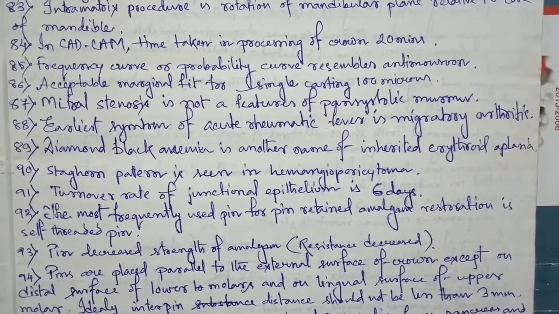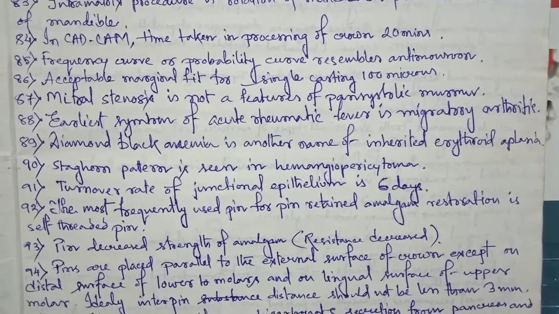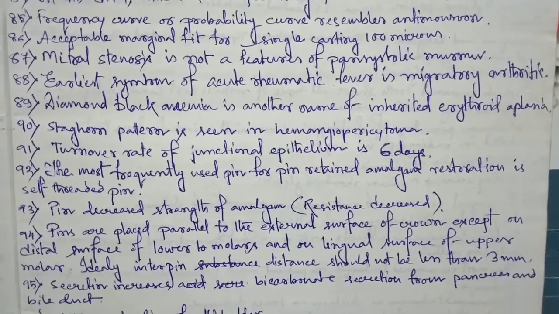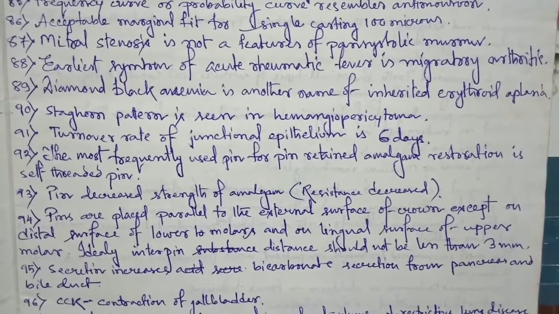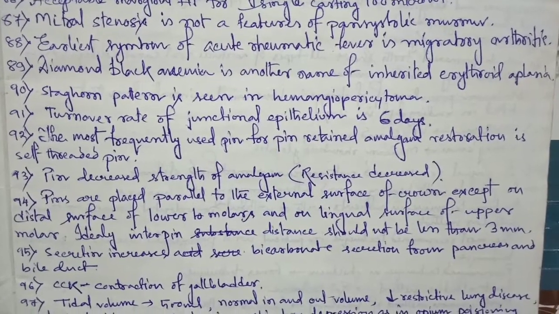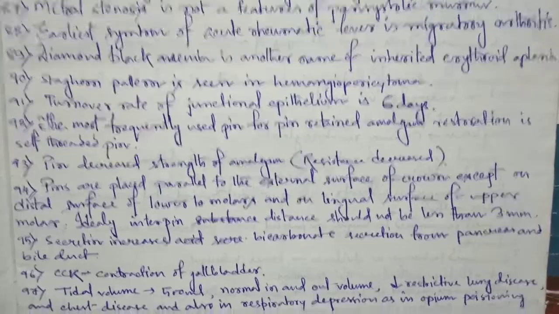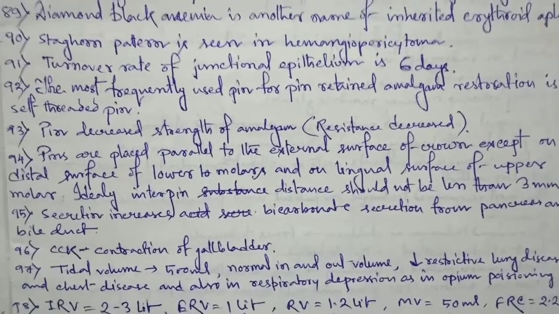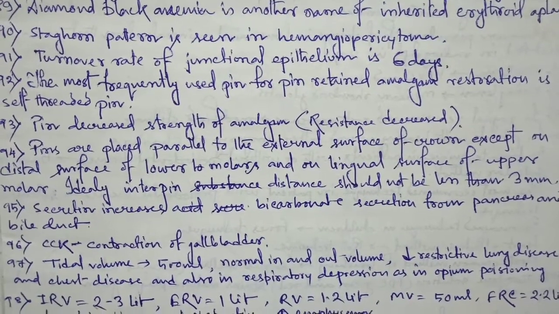The most frequently used pin for pin-retained amalgam restoration is the self-threaded pin. And when you use a pin in the amalgam, it decreases strength. That means the resistance is decreased. Pins are placed usually parallel to the external surface of the crown, except on the distal surface of lower molars and on the lingual surface of upper molars. Ideally, interpin distance should not be less than 3 mm.